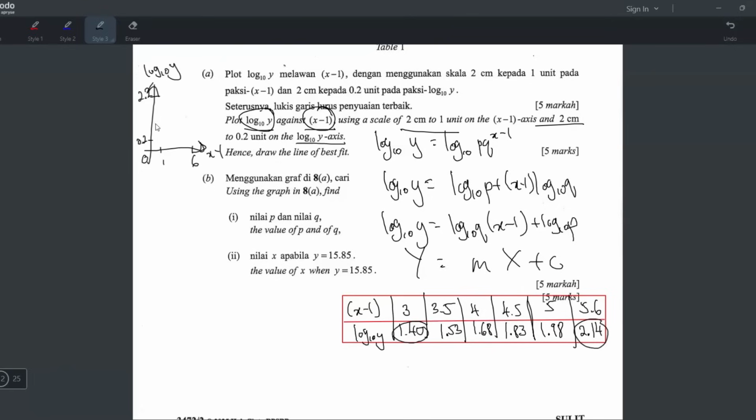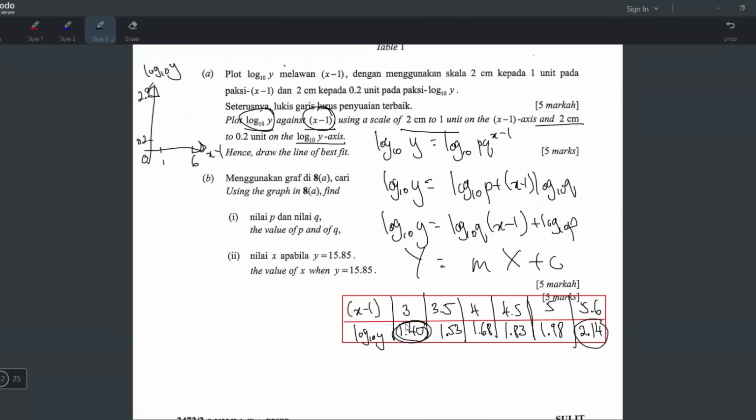Because your graph has to occupy half of the graph paper. It cannot be too small, it cannot be too big, it has to be more than half. So if your graph is just like that, then all this space for what? So what you can do is don't start at 0 lah. You can start from the smallest value, but make sure you leave some space for the y-intercept.